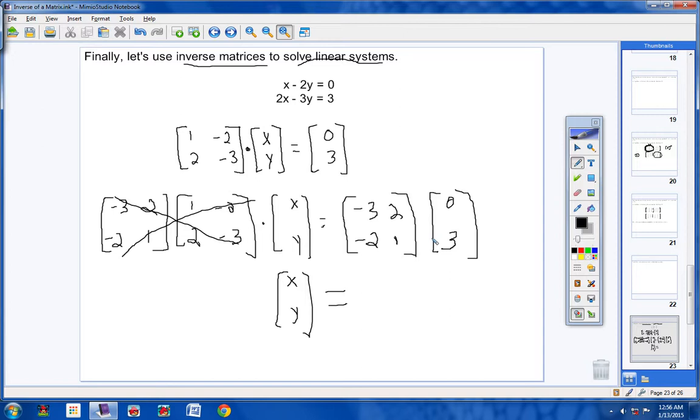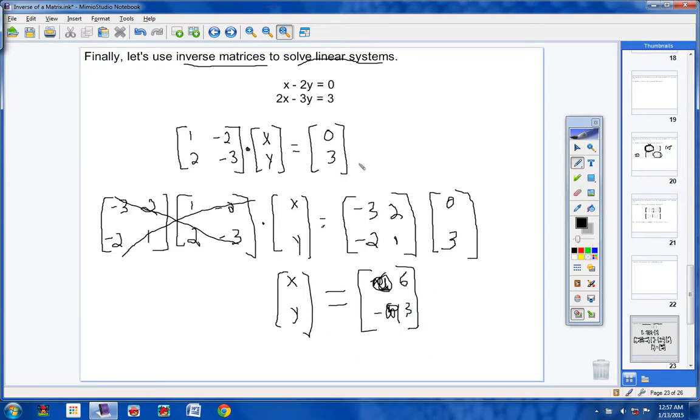Okay, if you multiply these two together, you will get negative 6, negative 9, and hold on 1 second. Okay guys, I'm back. I knew that didn't look right. That is incorrect. When you multiply these two matrices together, you get 6, 3. So x equals 6 and y equals 3.